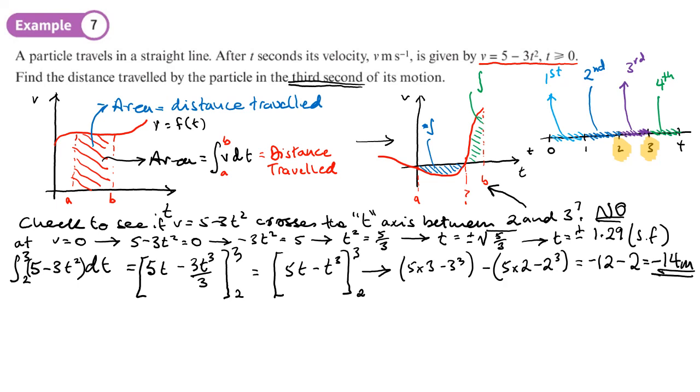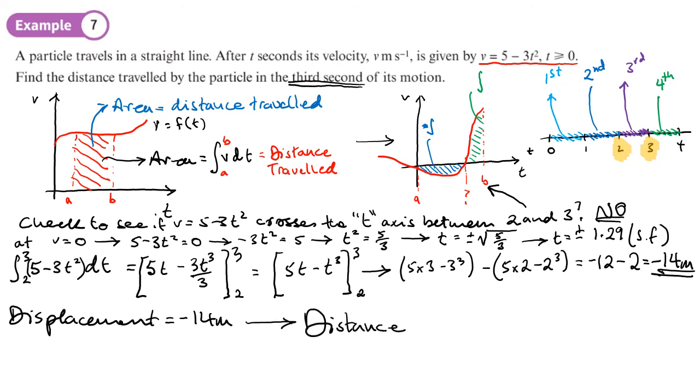Now that would be a displacement from the start, but I want the distance, so the distance is going to be 14. So I could say displacement equals negative 14. Displacement is like velocity, it gives you the direction as well, which means the distance is the magnitude of the displacement. So it's going to be 14 meters. So 14 meters is the distance travelled.